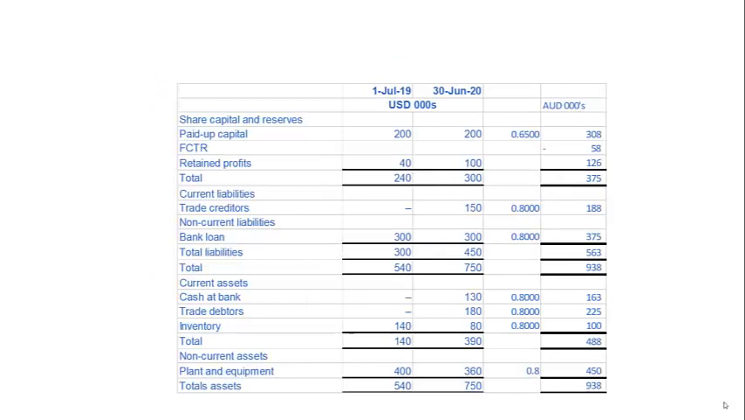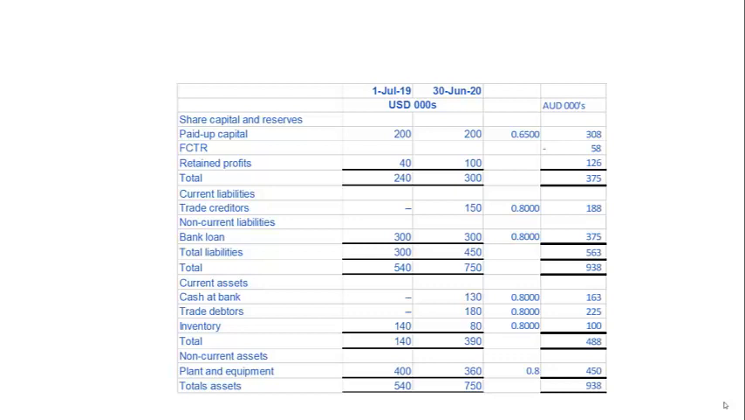In the balance sheet, we also do this on a spreadsheet, and what you can see here is that all the assets and liabilities are converted at the closing exchange rate, 80 cents, and the retained profits is brought across from the income statement. And to make it balanced, we have a foreign currency translation loss, which would go through other comprehensive income of $58,000.